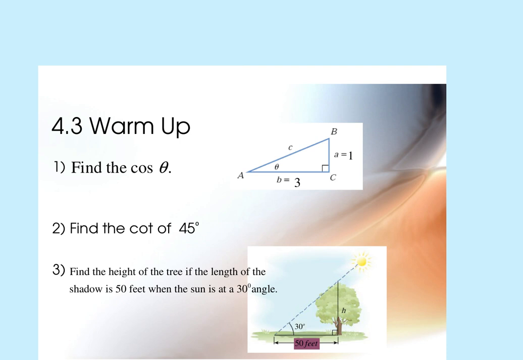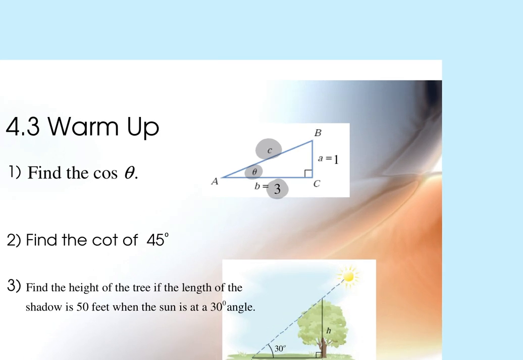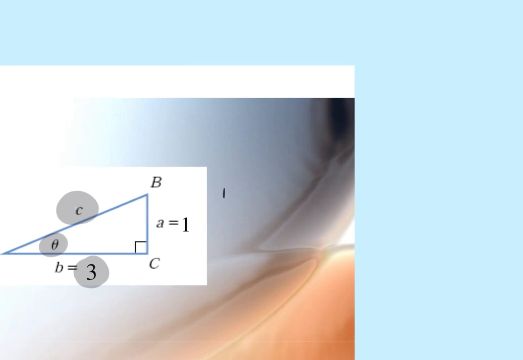When we start with 1, it wants the cosine of theta. Theta is in this bottom corner. Adjacent to it would be 3, but the hypotenuse is c, which means we've got to find that first. How do we find the missing side of a right triangle? Good. So I'm going to do 1 squared plus 3 squared equals c squared. 1 plus 9. C is the square root of 10.